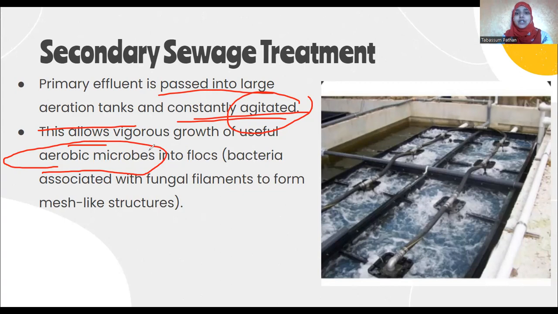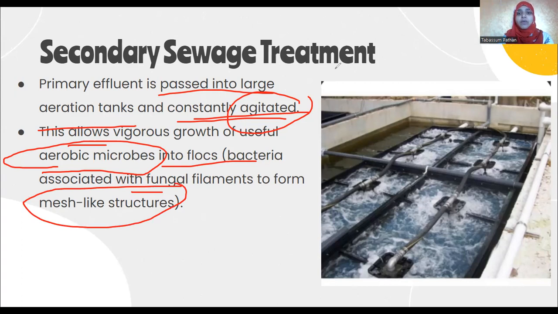What actually happens is that these aerobic microorganisms form flocks, like clumps, and they trap other microorganisms, fungi, mold, and filaments, making mesh-like structures out of them. This will help, because the flocks formed in the water will make it easier to remove the microorganisms attached in these meshwork-like structures.